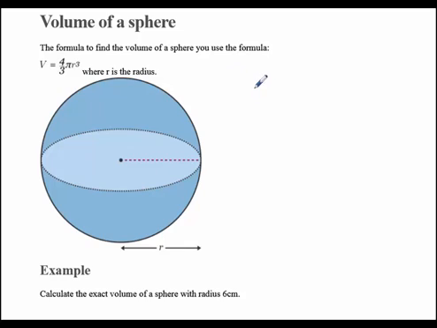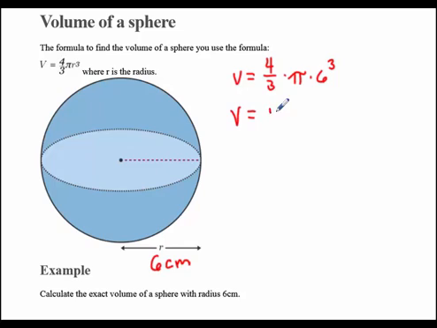Okay, let's look at the volume of a sphere. We're going to use the formula volume equals 4/3 pi r cubed, and if the radius here is 6 centimeters, we're going to calculate an exact volume, which means that we need to leave pi in our answer. So volume equals 4/3 times pi times 6 cubed.